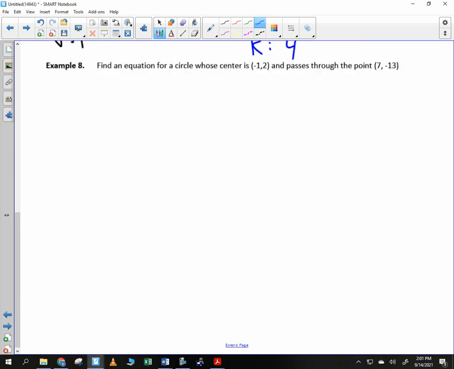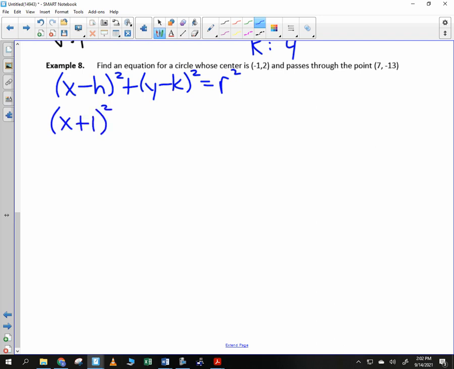Last one. Find an equation for a circle whose center is negative 1, 2, and passes through the point 7, negative 13. Center is negative 1, 2. Can I use that information? Is that useful to me? So how does it start out? Sweet. Do I know the radius?